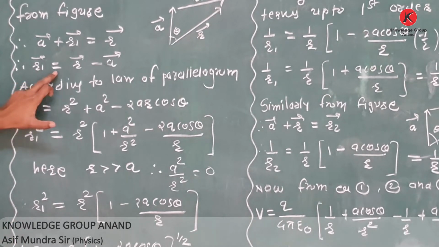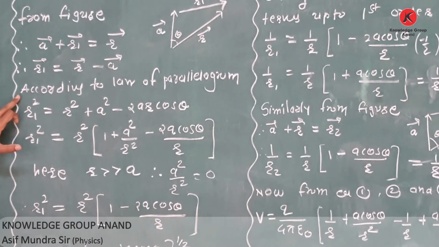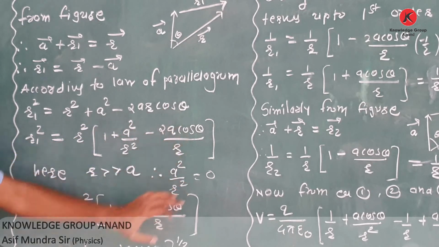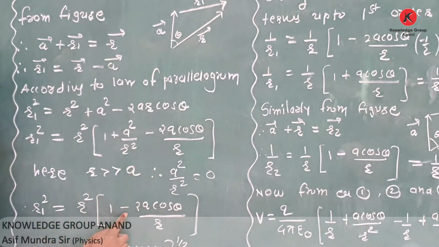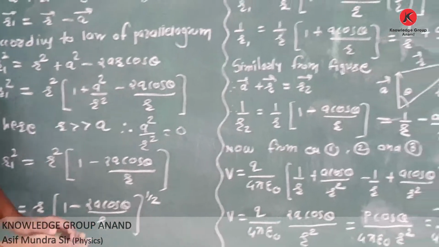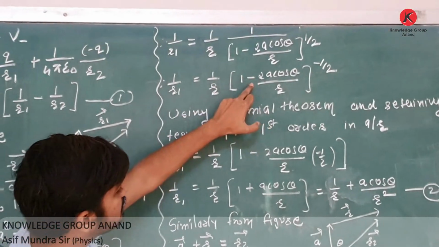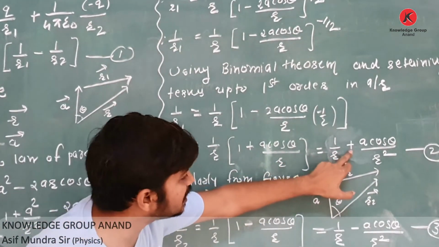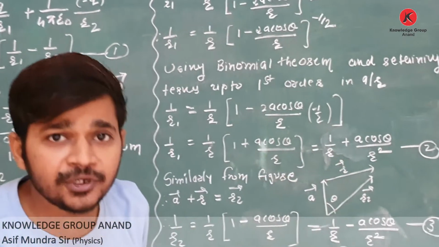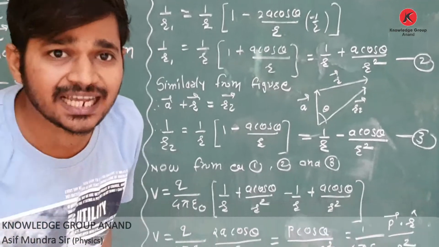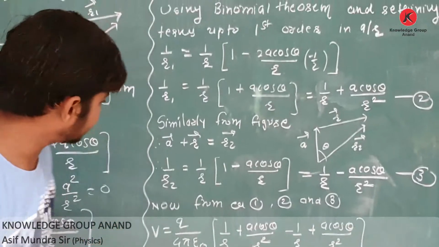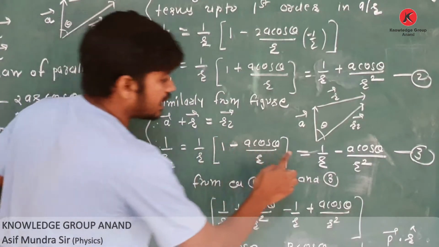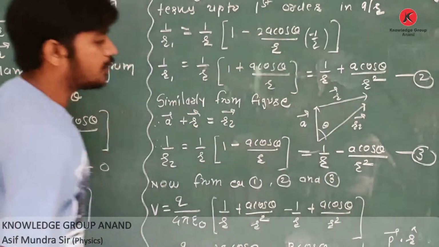See, R2 is equal to R plus A. According to the law of parallelogram, R2 square is equal to R square plus A square plus 2AR cos theta. Plus into minus, means here your answer will be minus. Okay, and therefore this term will be minus. So you have to obtain the equation of 1 upon R2 by yourself. 1 upon R2 is equal to 1 upon R times 1 minus A cos theta upon R, is equal to 1 upon R minus A cos theta upon R square.